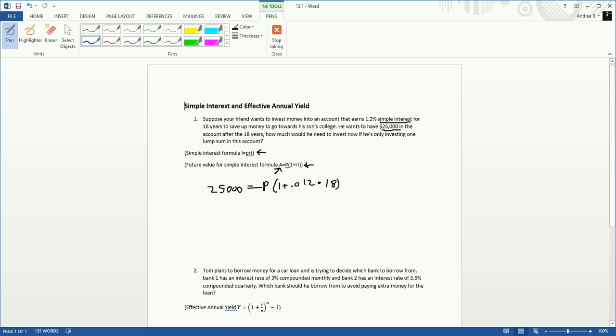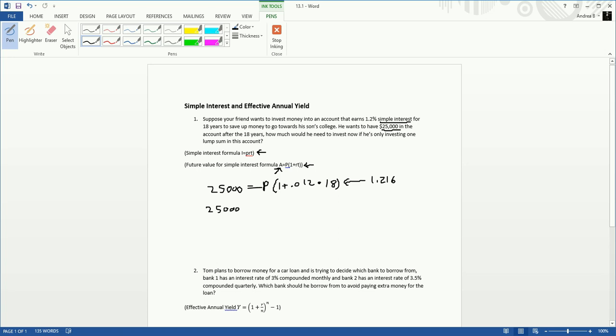So here in this case, if we go through and multiply what we get in the parentheses here, I'm just going to write this off to the side here. We have 1.216. So here, just like any other time, whenever you're going through and trying to solve for a variable, we're going to have to divide that on both sides. So let me write this in a separate step to make it a little more clear.